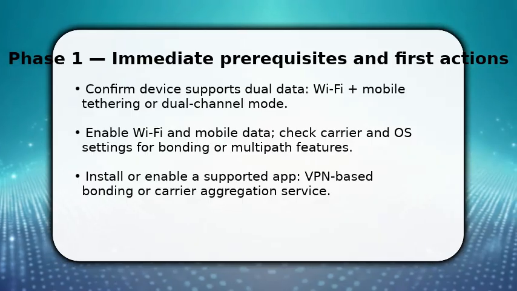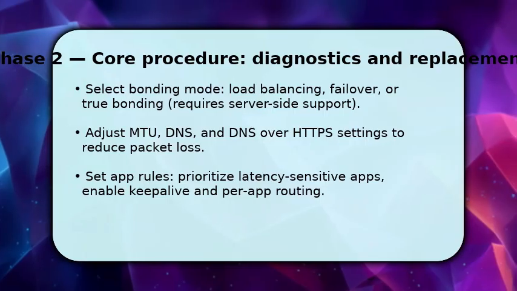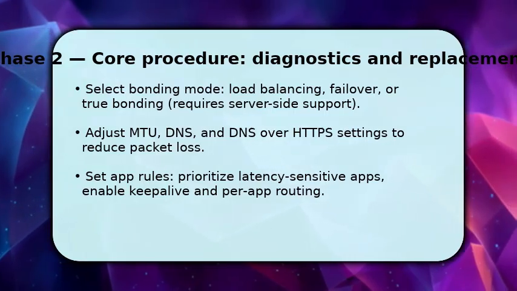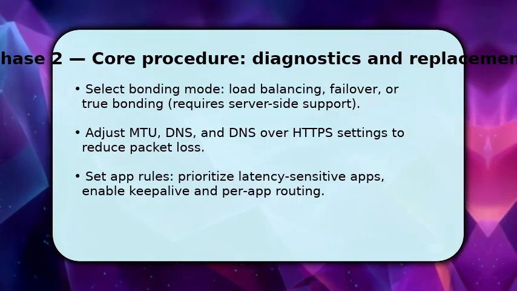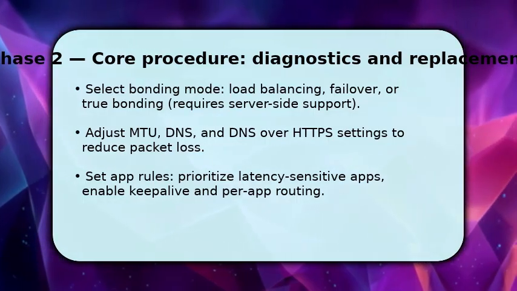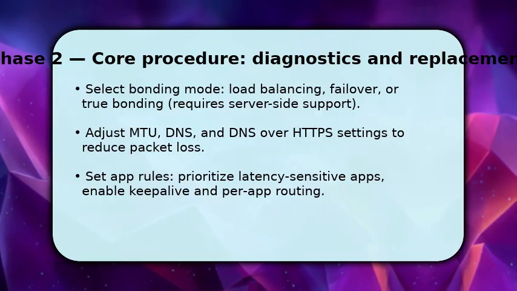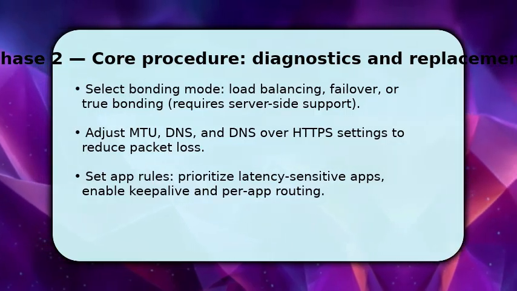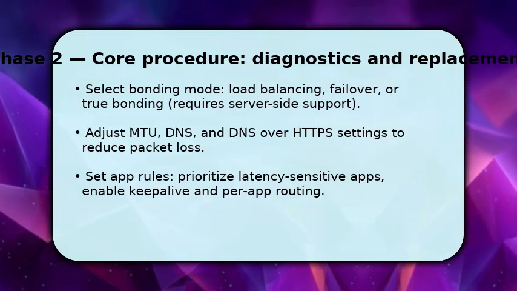Now configure how traffic flows between Wi-Fi and mobile data. In the app, pick load balancing for speed, failover for reliability, or true bonding if you have a compatible server. Each choice changes packet handling and latency. Make sure to set MTU lower if you see fragmentation, and use DNS or DNS over HTTPS to avoid split resolution. Then create routing rules.